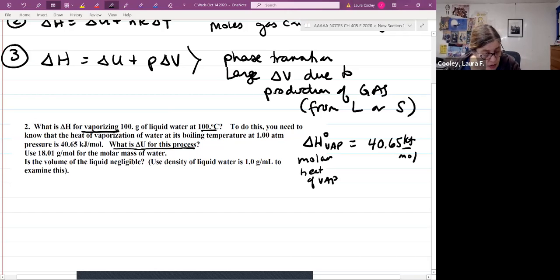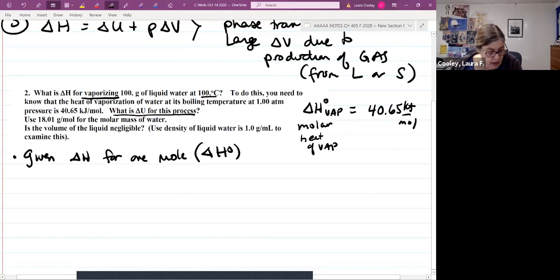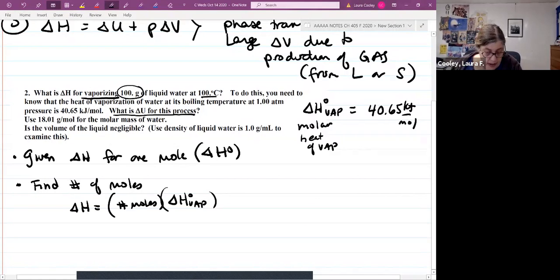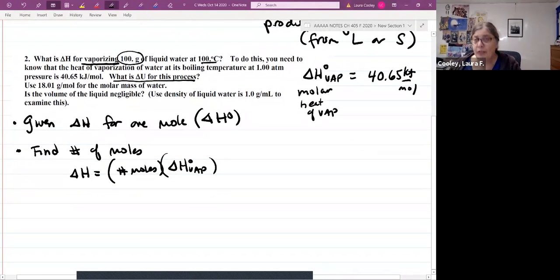Okay. So first it asks, what is delta U for this process? So what we want to do is, well, you're given the delta H for 1 mole, right? You're given the delta H0, okay? So what you need to do is to find the number of moles. That will give you the total delta H for vaporizing this much. That's not 1 mole, right? So it's kind of like the other problem that way. Find the number of moles. The delta H would be the number of moles times that heat of vaporization. Okay, so you'll get the delta H without the little zero there. And now you can use that.